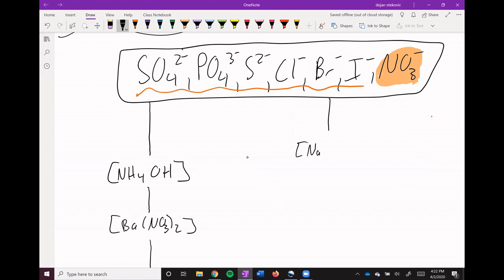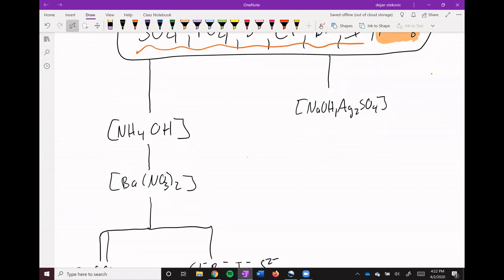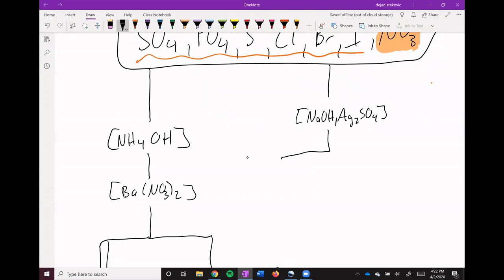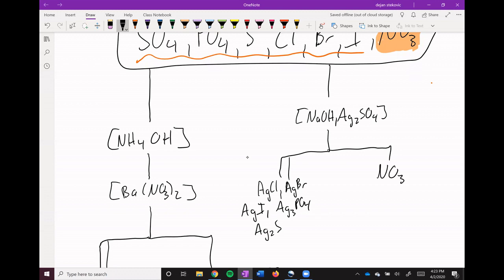To do that, it's pretty simple. We just add some base and some silver sulfate. The silver will precipitate out all of these other ions and just leave the nitrate in solution. So in terms of what solids you're going to see, all of them, right? Silver chloride, silver bromide, silver iodide, silver phosphate, and silver sulfide. You'll see all of them come out of solution, which means the one thing that stayed in our solution will be the nitrate, right? So we're going to centrifuge and then take our supernatant here, our nitrate.